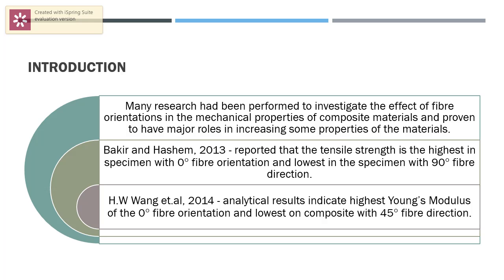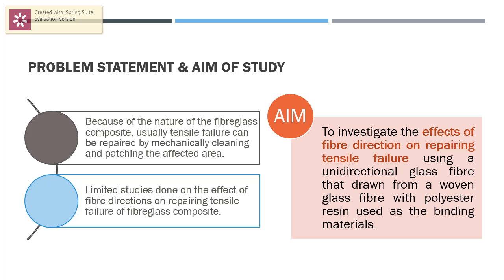fiber direction. Because of the nature of the fiberglass composite, tensile failure can usually be repaired by mechanically cleaning and patching the affected area. However, there are limited studies on the effect of fiber direction after repairing tensile failure of the fiberglass composite. Hence, we carried out this study to investigate the effects of fiber direction on repairing tensile failure using glass fiber as reinforcement and polyester resin as the binding material.